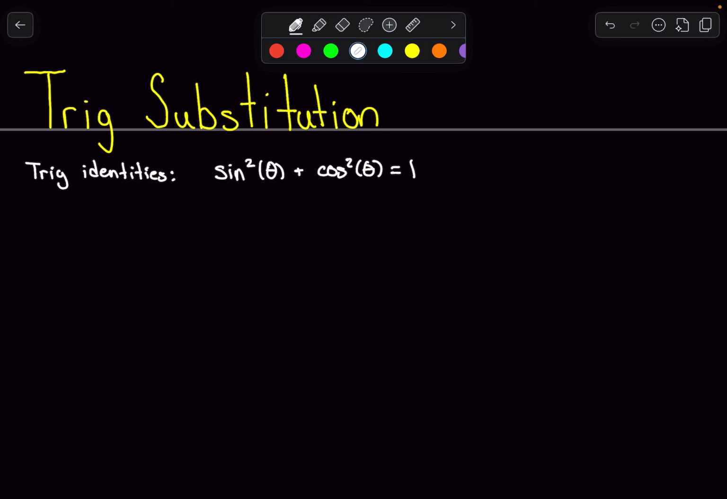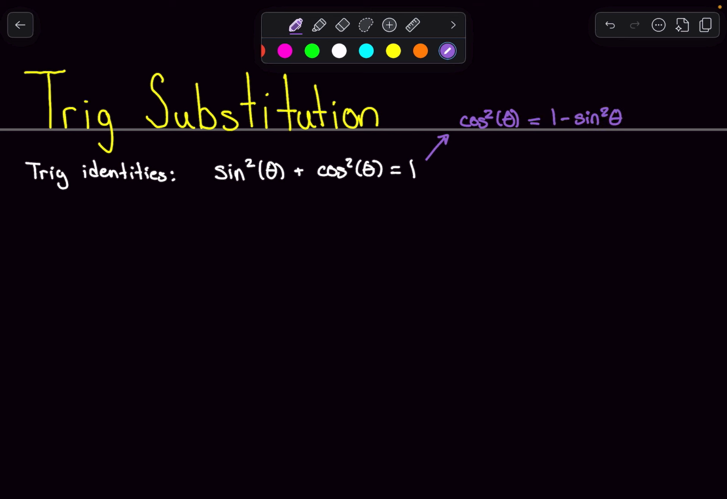This is one of our very first equations that we're going to want. And from this, we're going to want to remember things, for instance, like how I could rewrite this as cosine squared of theta is equal to 1 minus sine squared theta.